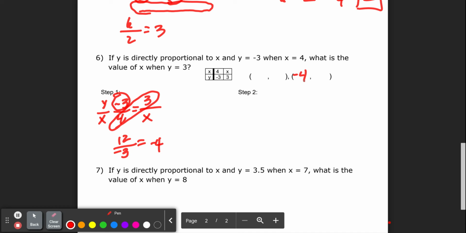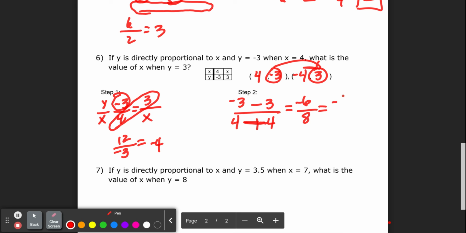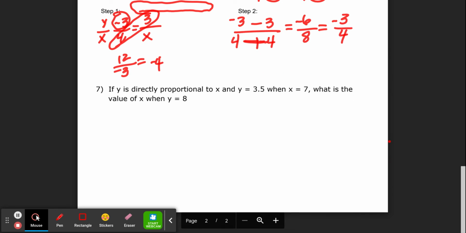So let's see if we can fill in the other things. So I have on this first one where my y is -3, my x is +4. And now it says what's the value of x? So we found it to be -4 when y is 3. So now here we go. Circle, circle, dash, line, dash. So -3 minus 3. So I'm going to go left to right. And then 4 minus a -4, which will become a +4. So -3 minus 3 is -6 over 8, which reduces to -3/4.